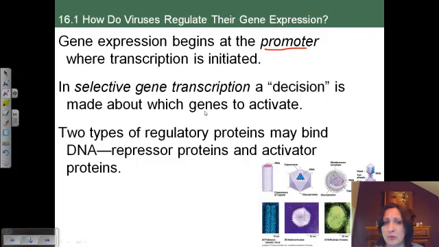In us, we're multicellular, so some genes in our bodies are never activated in certain cells and are always activated in other cells, depending on the specific job of that particular cell. And we'll be looking at two different types of proteins, these regulatory proteins, that are going to be controlling gene expression. So we'll be looking at repressor proteins and activator proteins. And I kind of think of the repressor proteins as off switches and the activator proteins as on switches.